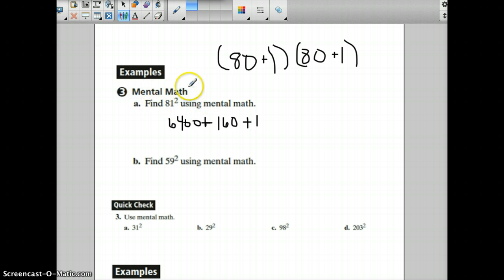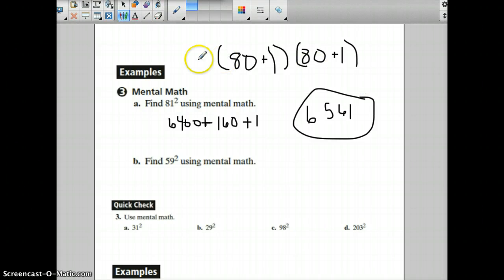So the beauty of knowing these special cases allows us to do some mental math without a calculator. Notice I didn't pick up a calculator at all. And I can quickly then add, and I get 6,561 as 81 squared. And again, you can check that on your calculator. But you don't need to necessarily just square 81 times itself if you can break it down this way and follow the pattern. It will be much more helpful for you if you are trying to do some mental math and you don't have a calculator.